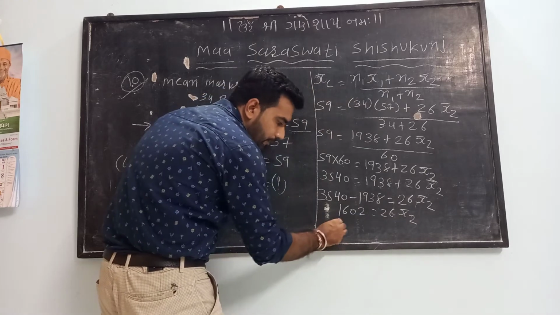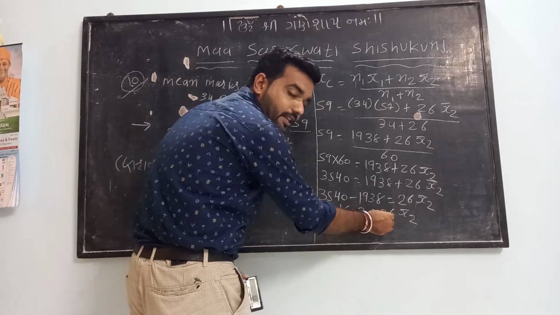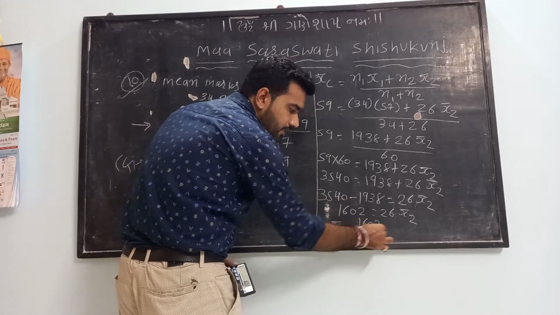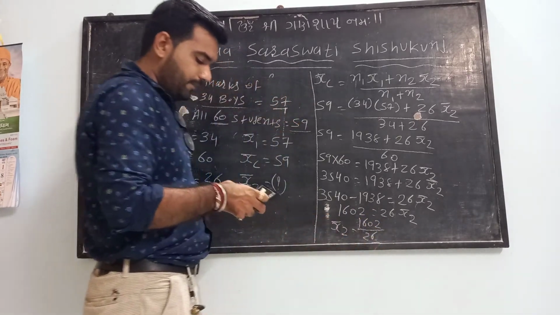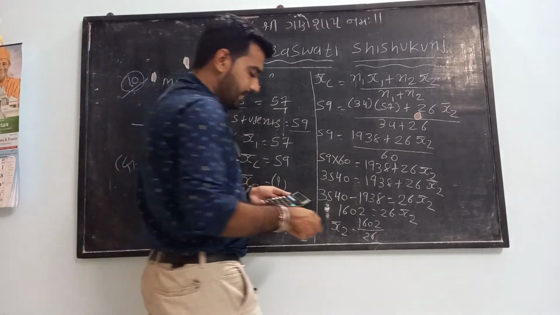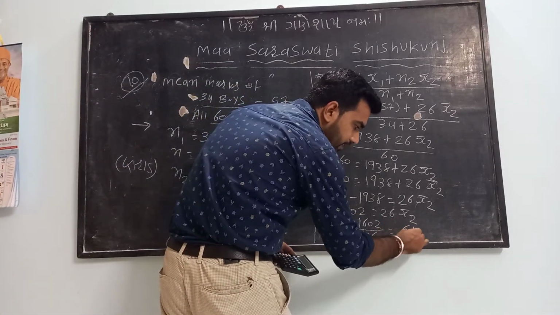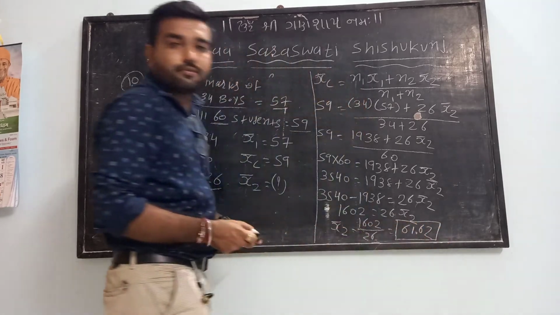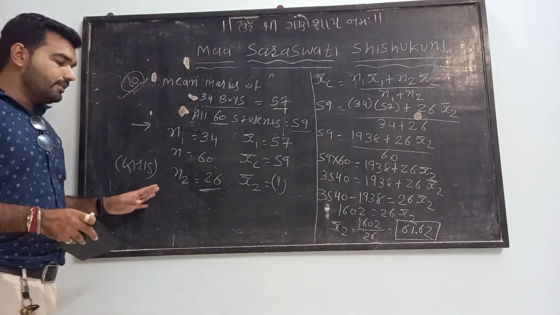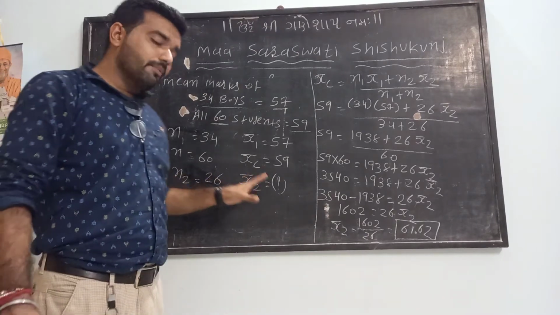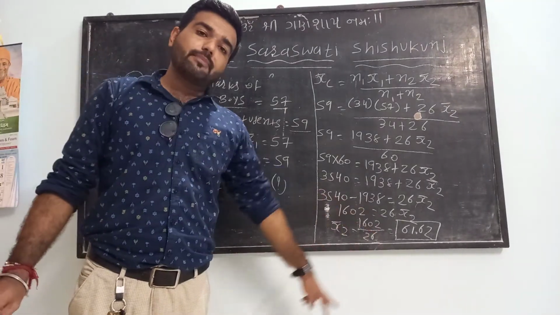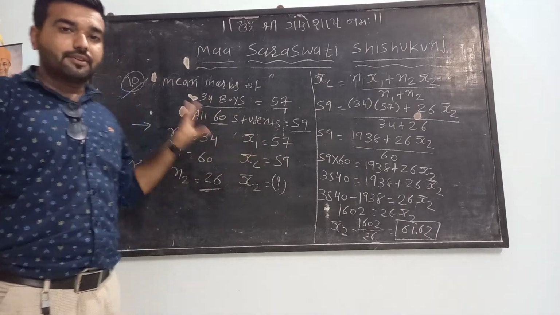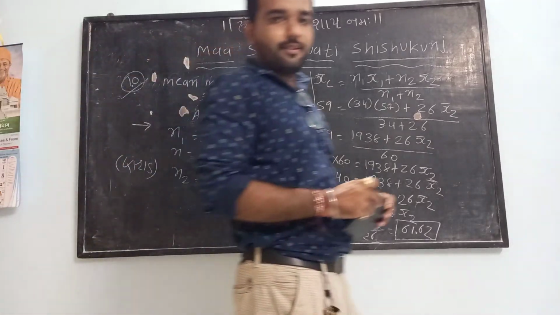Here we have to find x bar 2. Multiplication by 26 becomes division on the opposite side. So 1602 divided by 26, the answer is 61.62. X bar 2 is equal to 61.62, which means the mean of the girls is 61.62. So this is the combined mean example, example number 10.